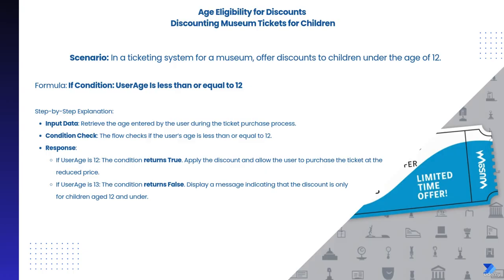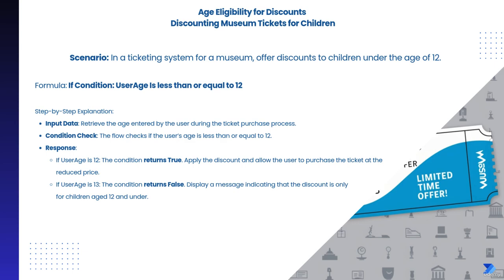Response. If the user's age is 12, the condition returns true. Apply the discount and allow the user to purchase the ticket at the reduced price. If the user's age is 13, the condition returns false. Display a message indicating that the discount is only for children aged 12 and under.